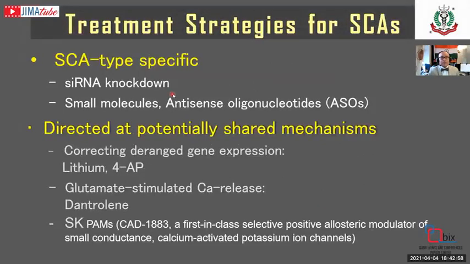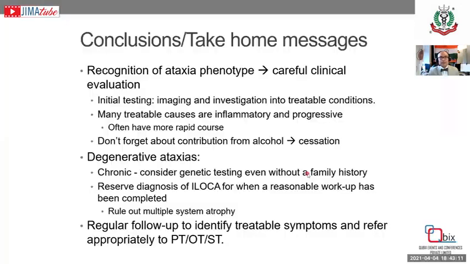Something on gene therapy. For the spinocerebellar ataxias, we have the small RNA knockout antisense oligonucleotides. These are going to come up in the next 5 or 10 years, hopefully, and various different targets of gene expression we have. So I wish to end with some take-home messages for MD level.